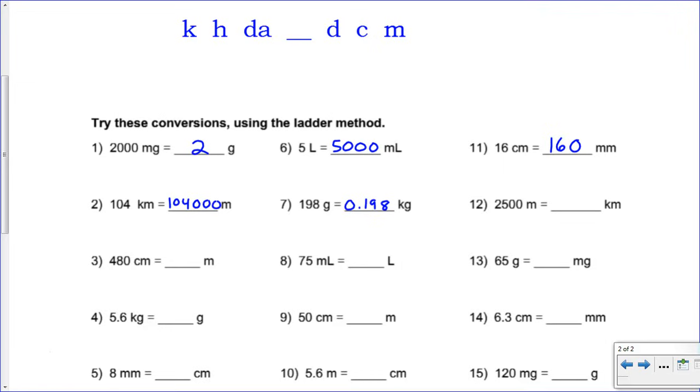For number 12, we're going from 2,500 meters to kilometers. Again, that's going from the base unit, jumping over 3 spots to kilo. So that means our decimal place is jumping over 3 spots. It starts off here at the end, jumping over 3 spots, 1, 2, 3. It ends up on the inside of the 2, so that's 2.5 kilometers.